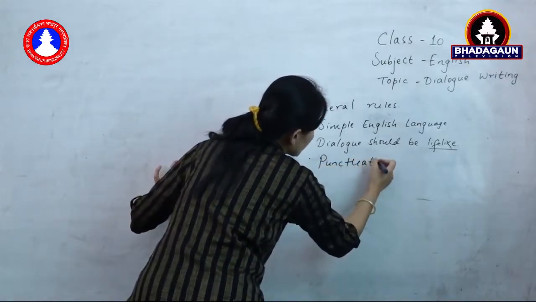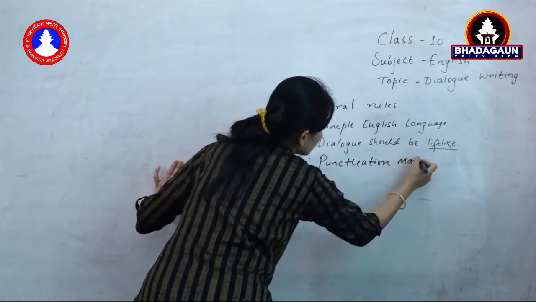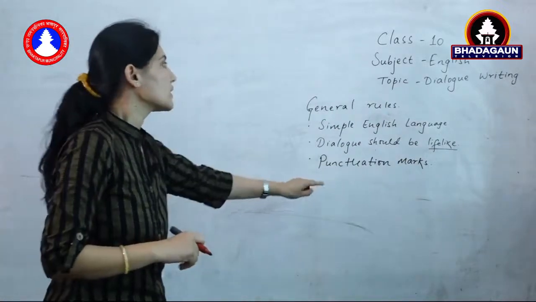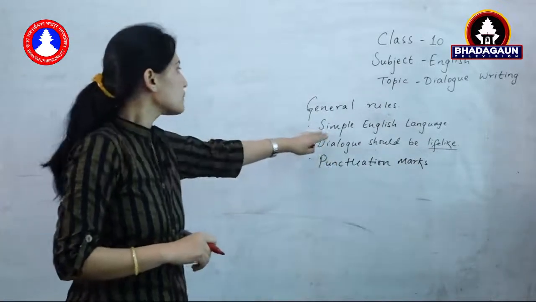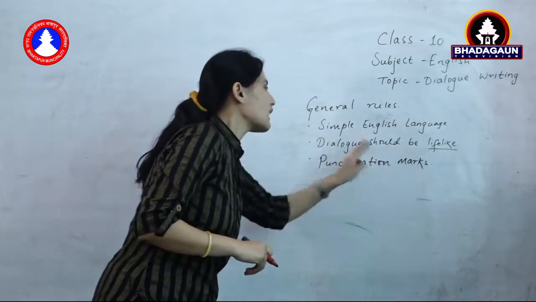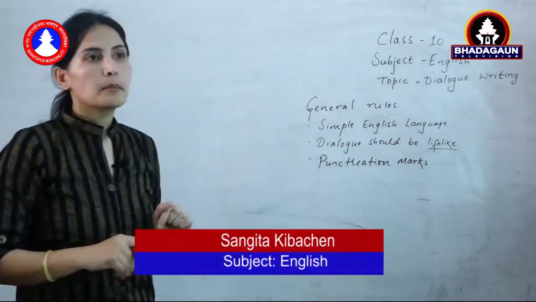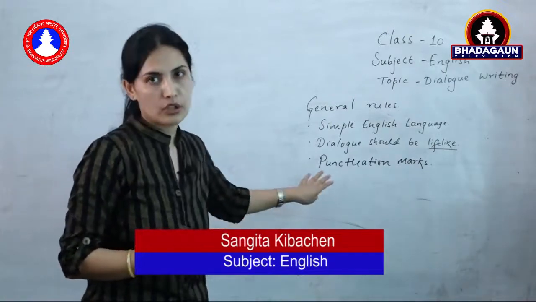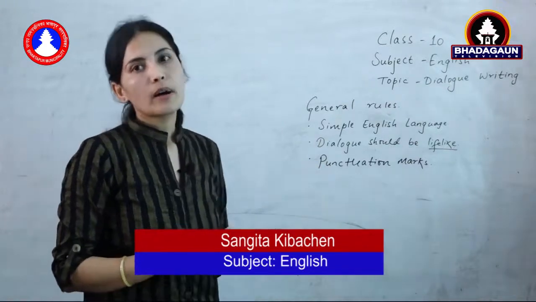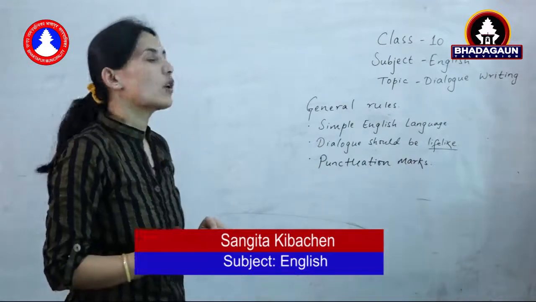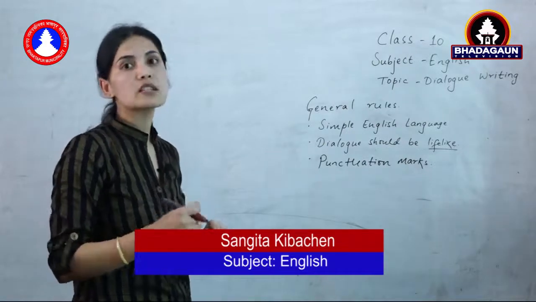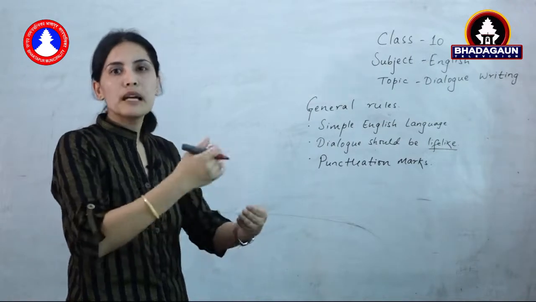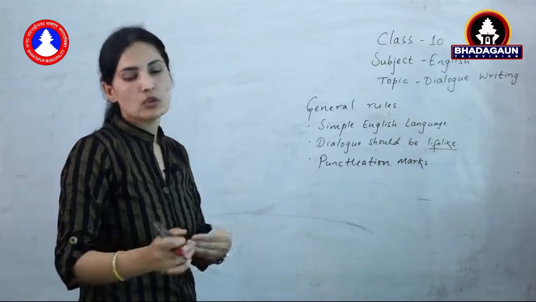Punctuation marks. Punctuation marks have a great role in our dialogue writing. Of course, simple English language and lifelike dialogues make the content better, but to polish our writing, to make our writing perfect, you must focus on punctuation marks. It can be full stop, comma, inverted comma, question mark, all the things. I suggest, I insist to all the students, after you write the dialogue, please go through it once again so that you make corrections on the punctuation, spellings and so on.